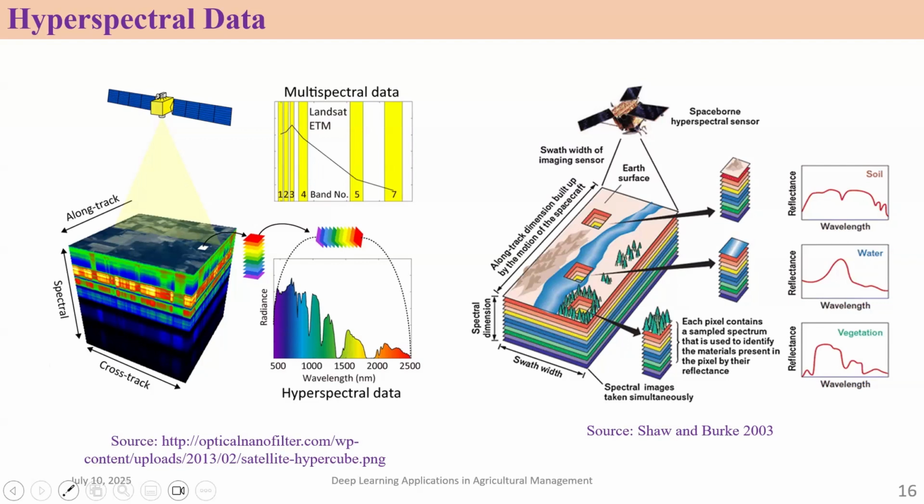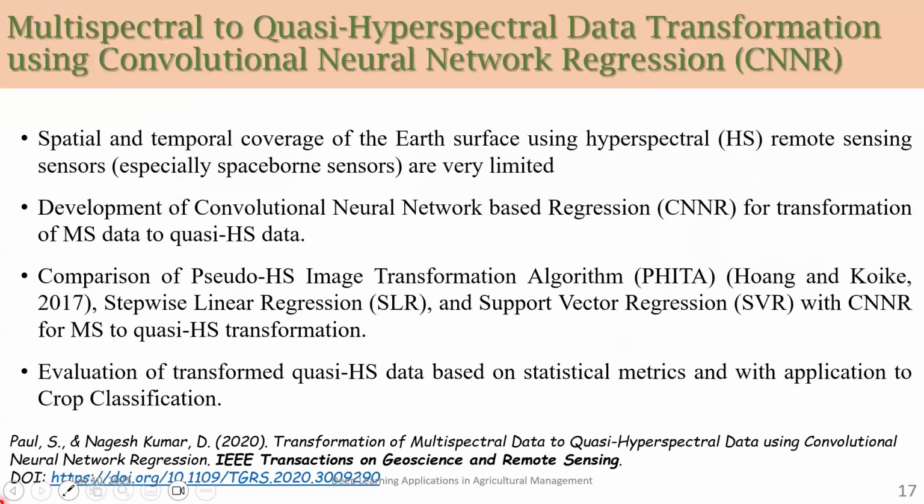Of course, we are talking about a huge amount of data. Even for one small region, one image or one band, if you try to collect it, then you have 400 layers or 400 images. So we are talking about petabytes, if not zettabytes of data that we have to handle as far as hyperspectral data is concerned.